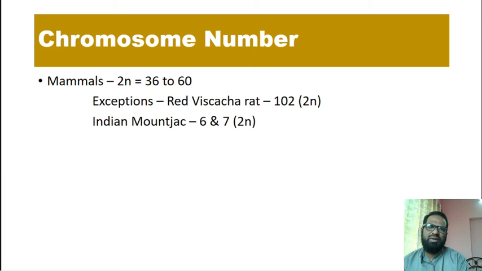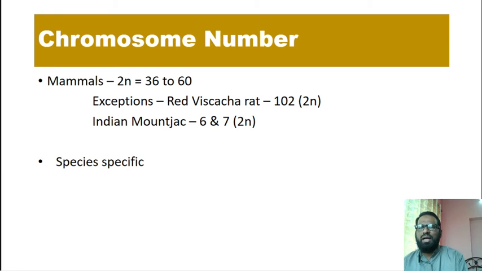Then another very strange example is the Indian muntjac. If you take the Indian muntjac, you will find 6 and 7. Why have I written 6 and 7? Because within a single species, males have a different number of chromosomes and females have a different number of chromosomes. In the females there are 6 diploid chromosomes, whereas in the males there are 7 diploid chromosomes. Altogether, within a single species, depending upon the sex of the organism, the male will have a different number of chromosomes and the female will have a different number.